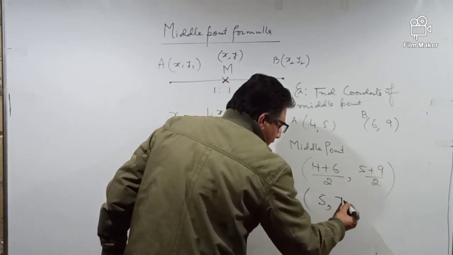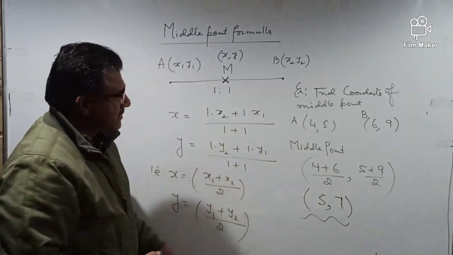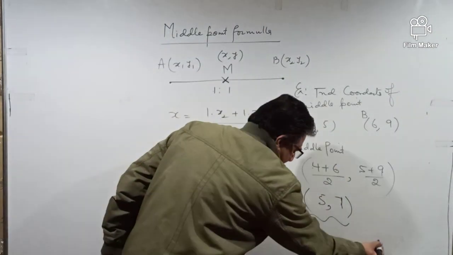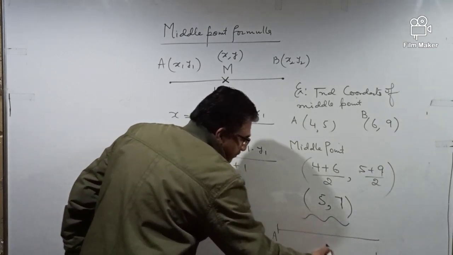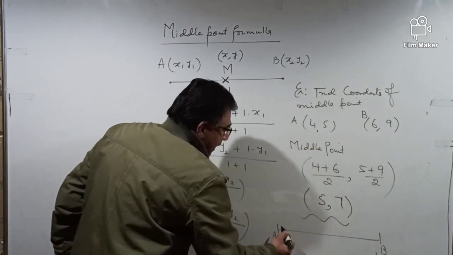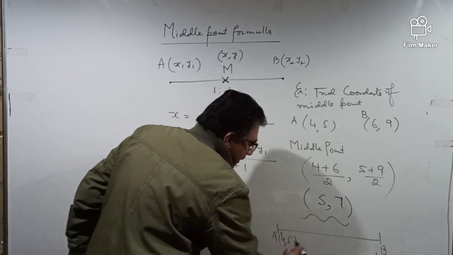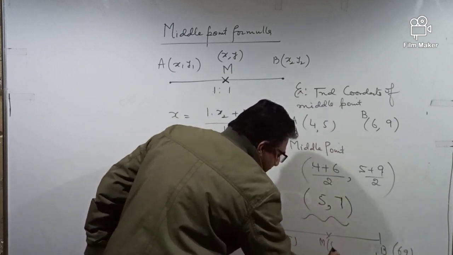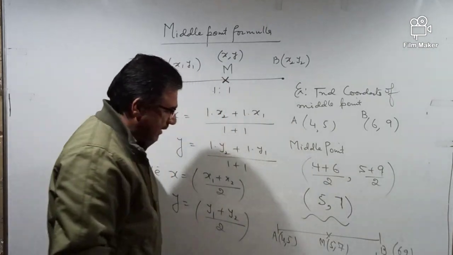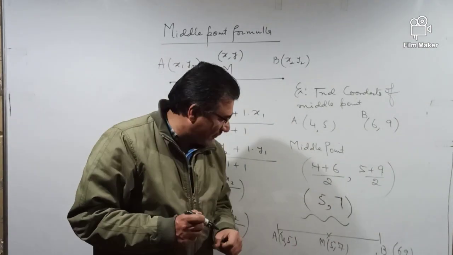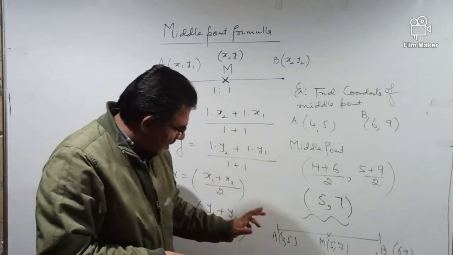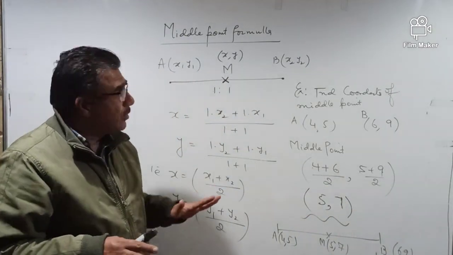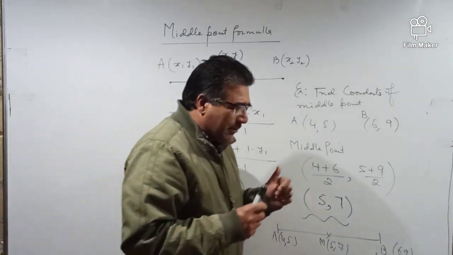So what are the coordinates of the middle point? The coordinates of the middle point of A and B are 5 and 7. That means if A is a point here and B is a point here, the coordinates of A were 4 and 5, the coordinates of B are 6 and 9, then the coordinates of their middle point will be 5 and 7 simply. In that case A, M and B will be three collinear points, on the same line. This is the midpoint formula.